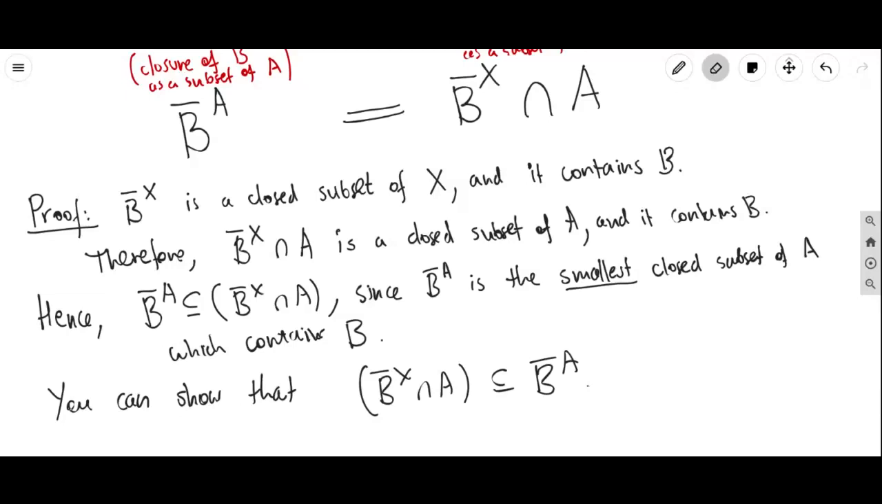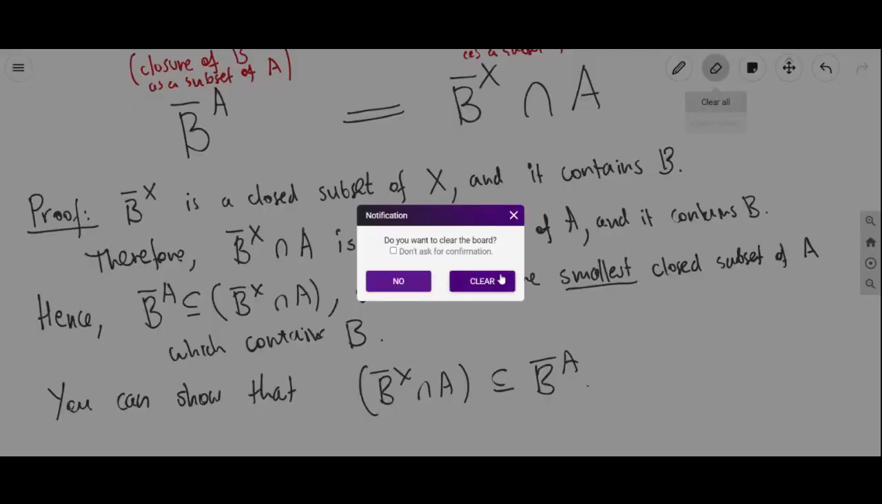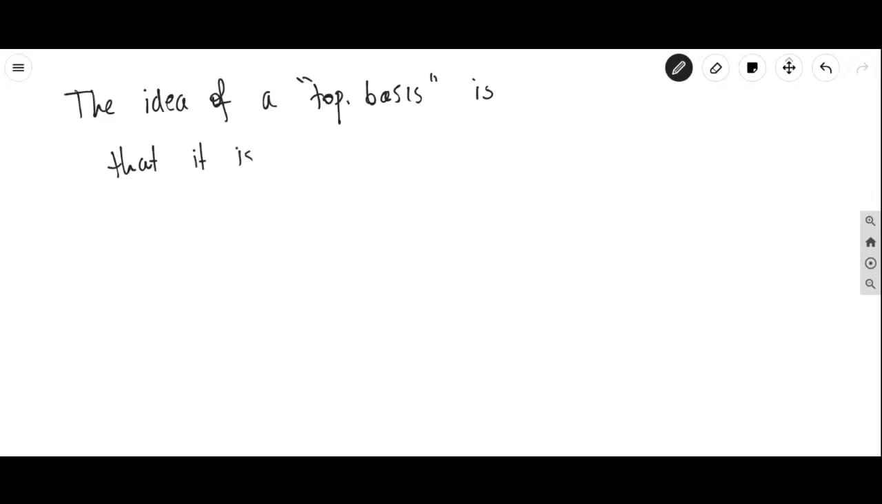Now I would like to switch topics and talk about bases. So there's actually not that much to say about bases. So the idea of a basis, maybe we should say a topological basis, is that it is difficult to describe all open sets. It's hard to say how they look.